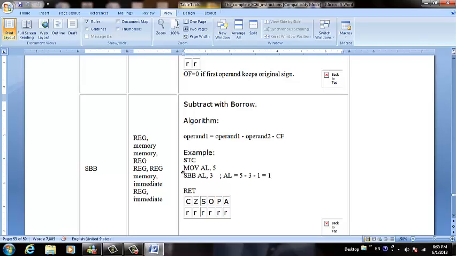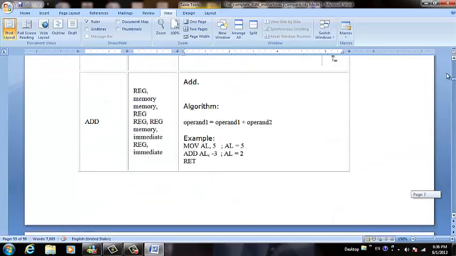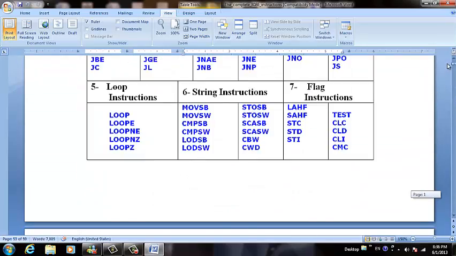And in here, if we set the carry flag, which means load it with 1, move AL with 5, sub with borrow AL with 3. That means subtract 3 from 5. The result will be 5 minus 3 minus 1, and the result will be 1. Again, we go back to the top.